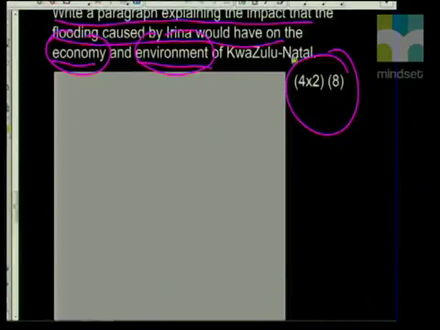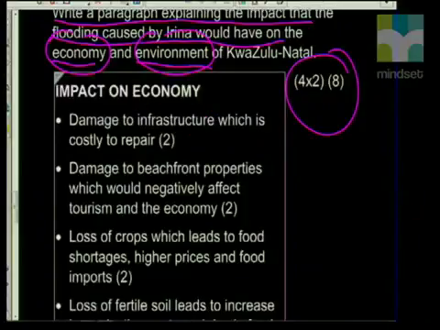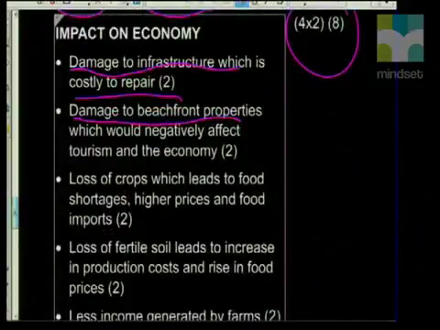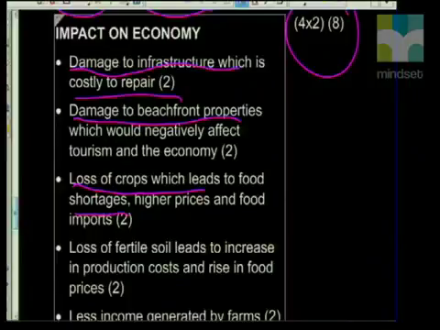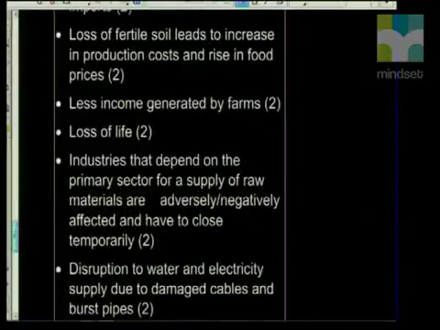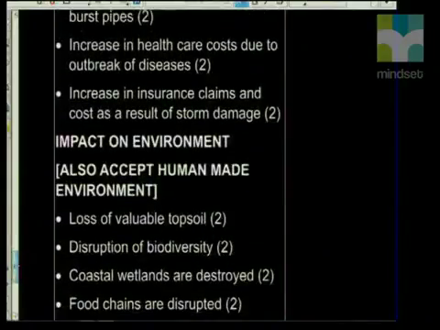Let's look quickly before my time runs out for this little session. I'm going to take a few little answers here. Impact on the economy: damage to infrastructure. You must know the cost. People don't go to work. Things stop operating to fix it. Beachfront properties and recreation are damaged. Loss of crops, which leads to food shortage. Economic impact, more imports. There's various things here. You can check the website. They are there.